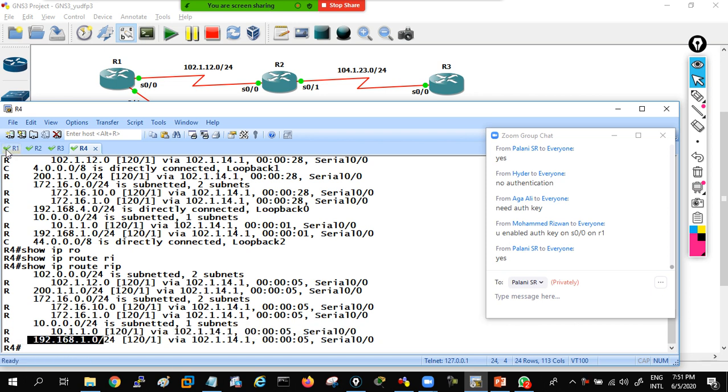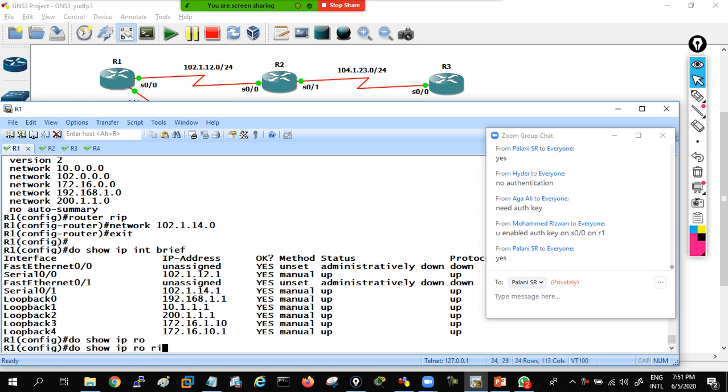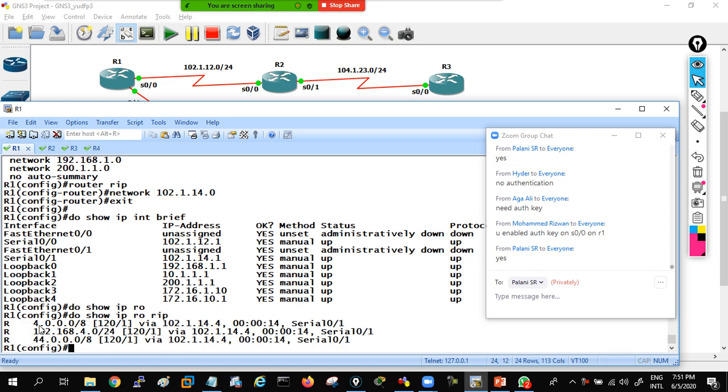And again, if you go to router 1, do show ip route rip. Then see, Palani, you can see 4.0.0.0, 192.168.4.0 and 44.0.0.0, which are coming from router 4. Guys, everybody is understanding? Give me a yes if you understand this. Raghavan, are you understanding this? See, router 4 sends its routes only. Why? There is no authentication between them. That's why they can talk freely.